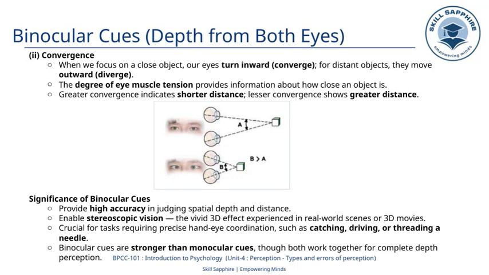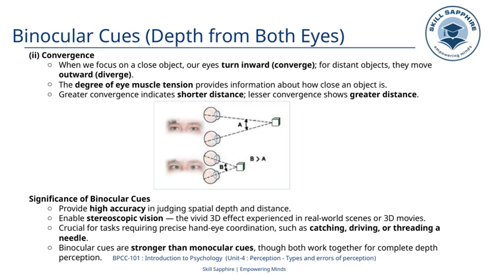Let's talk about binocular cues, which help us perceive depth using both eyes. One key cue here is convergence. When we focus on a nearby object, our eyes turn inward, a process called convergence. Conversely, when we look at something far away, our eyes move outward, or diverge. The amount of tension in our eye muscles gives us important information about how close or far away an object is. Generally, the more our eyes converge, the closer the object is perceived to be. Less convergence indicates that the object is farther away.